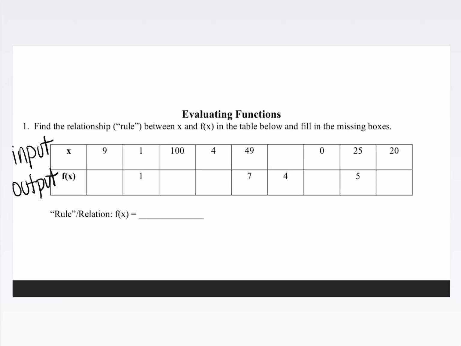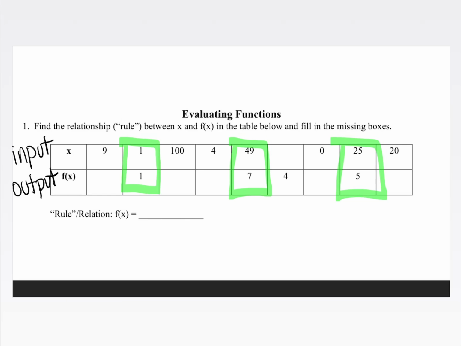So we want to especially focus on these pairings where we have both the input and the output. So that would be 1 and 1, 49 and 7, and 25 and 5. Now this relationship rule has to apply for all of our inputs to our outputs. So what can we do to our input to get an output? Well, from 1 to 1, that doesn't change very much, so it is not super helpful. Let's move on to the next example.